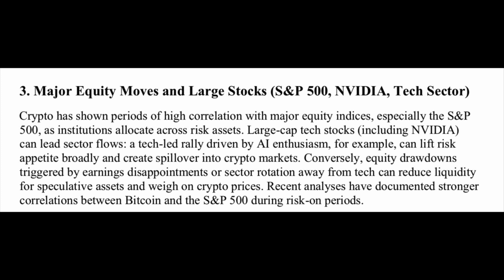Major equity moves in large stocks: S&P 500, NVIDIA, tech sector. Crypto has shown periods of high correlation with major equity indices, especially the S&P 500, as institutions allocate across risk assets. Large cap tech stocks, including NVIDIA, can lead sector flows. A tech-led rally driven by AI enthusiasm, for example, can lift risk appetite broadly and create spillover into crypto markets. Conversely, equity drawdowns triggered by earnings disappointments or sector rotation away from tech can reduce liquidity for speculative assets and weigh on crypto prices. Recent analyses have documented stronger correlations between Bitcoin and the S&P 500 during risk-on periods.